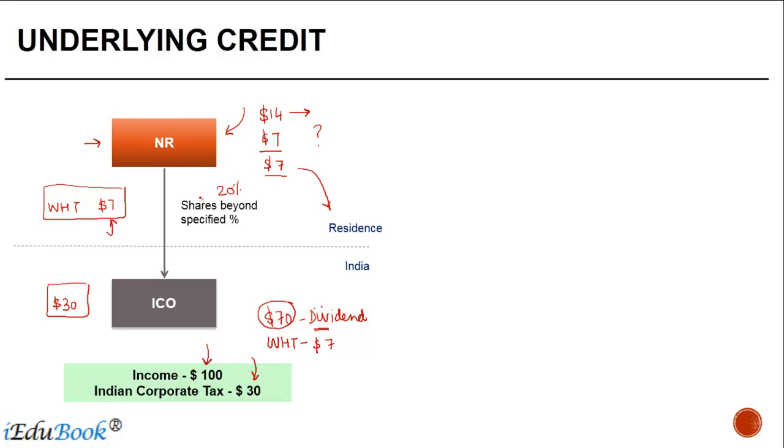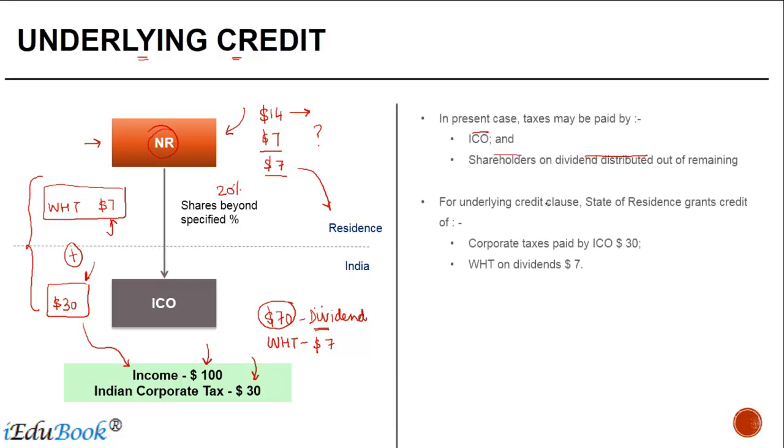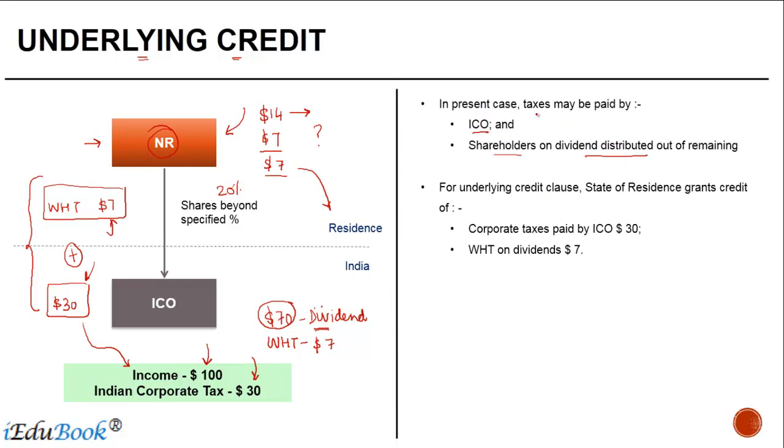The second situation, where the non-resident is entitled to the credit of 30 plus 7, $37, is known as the underlying credit. Under underlying credit, the taxes which have been paid on the underlying income out of which such dividend has been declared are also considered as tax paid by the non-resident. So in the present case, the taxes may be paid by the Indian company and the shareholders on dividend distributed out of the remaining profits.